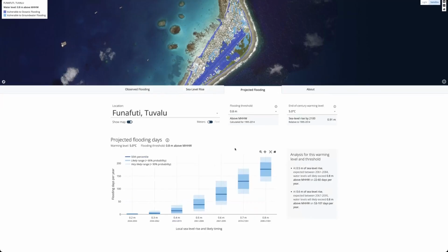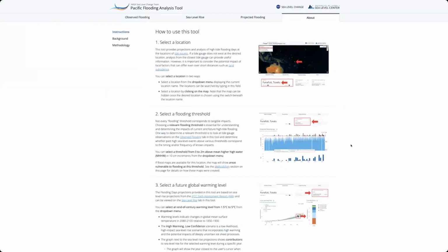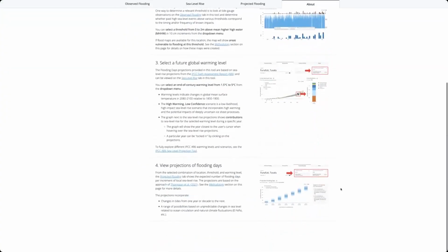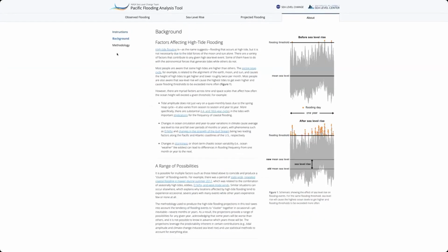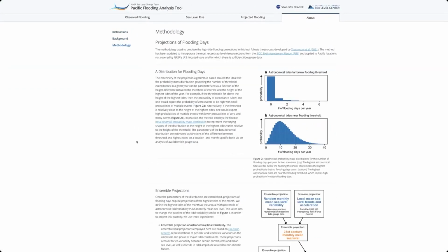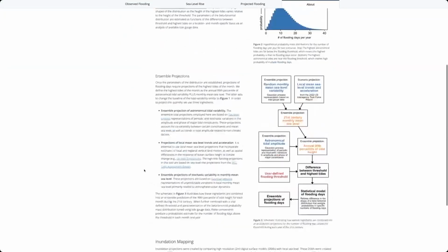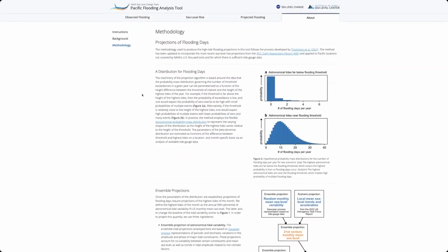So this is the kind of workflow that you can do with this tool. There is an about section here that essentially outlines much of what I outlined for you in the talk, where it steps through everything. And so if you need a reminder about how everything works and what order to do things and how the workflow goes, you can find that here. And there's also some information about the background, like why we care about this, what affects the results, and then some basic information about how these results were calculated.